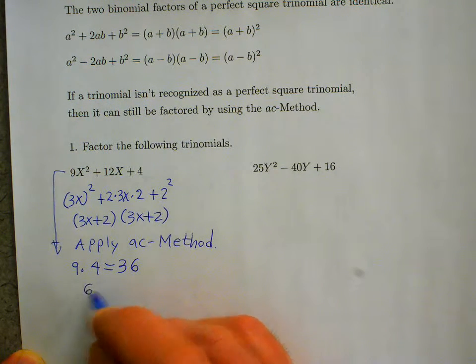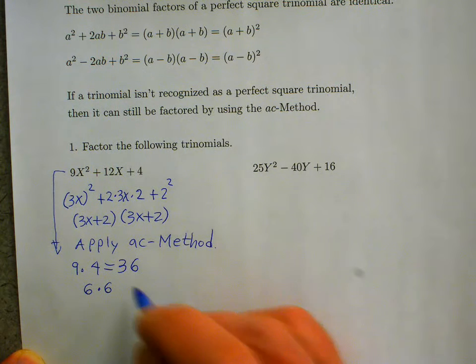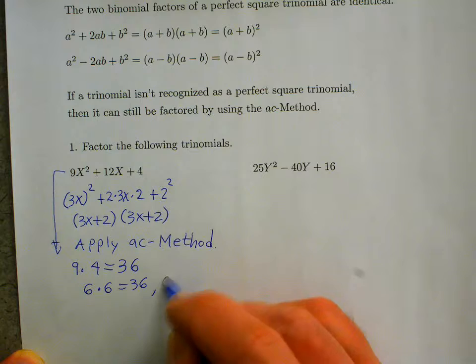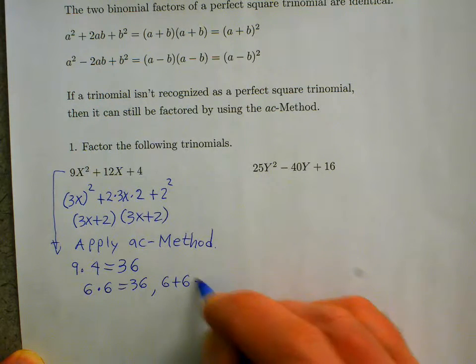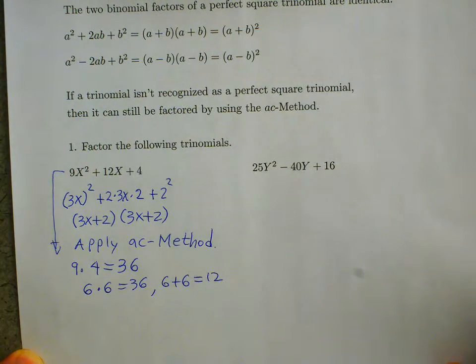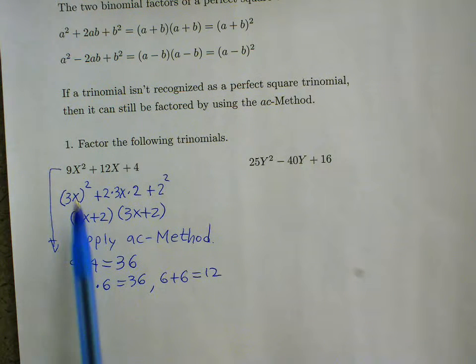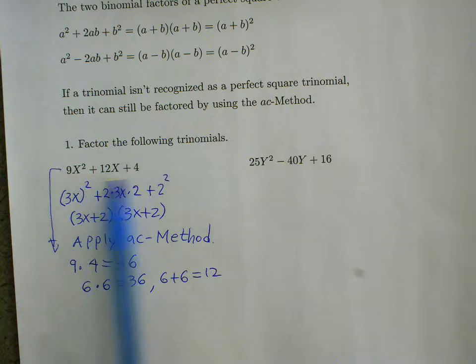So those are the pair. 6 times 6 is 36, and 6 plus 6 is 12. Okay, I'll mention something that's true about using the AC method when factoring a perfect square trinomial.